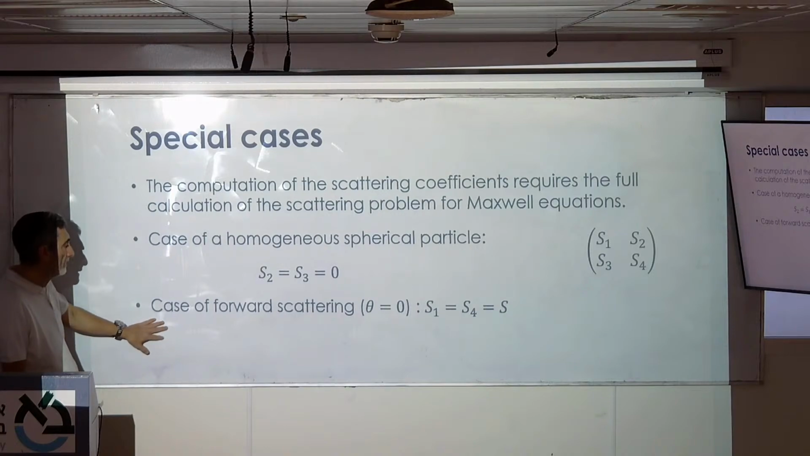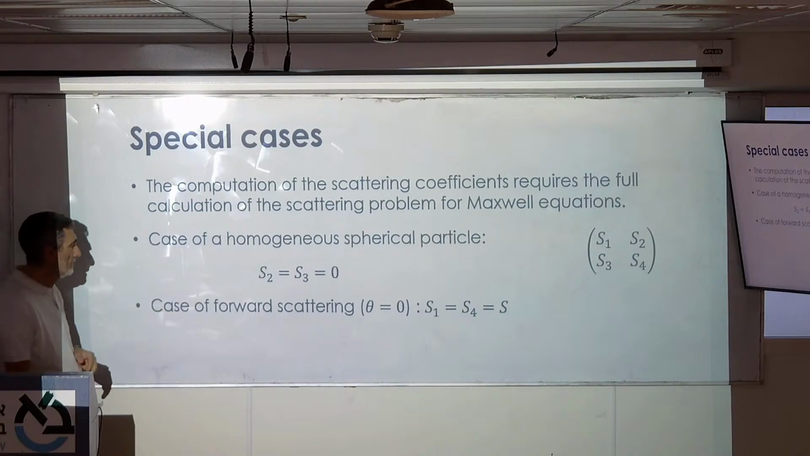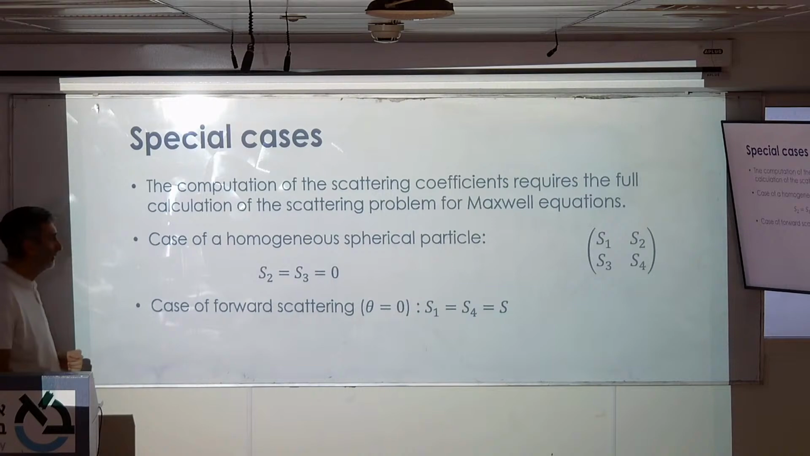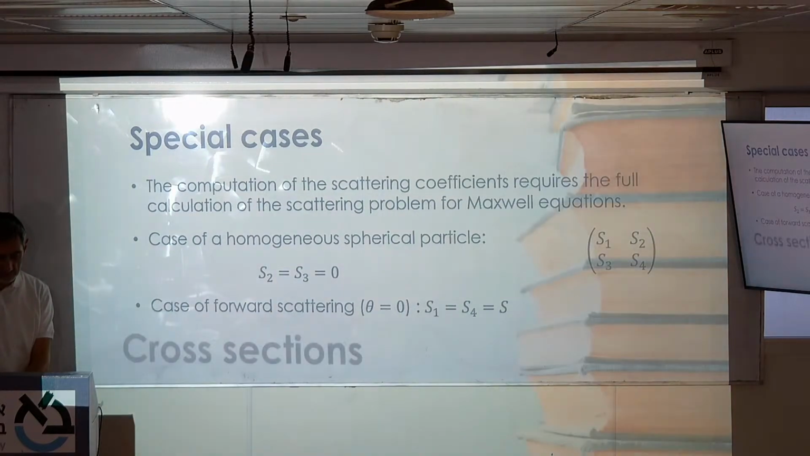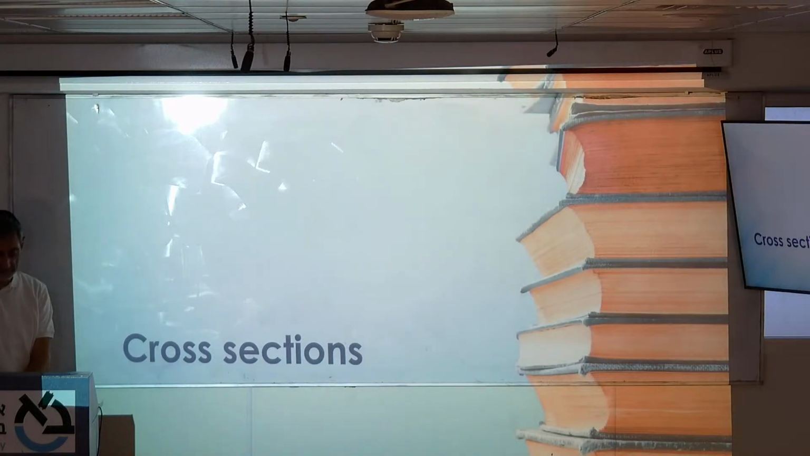Case of the forward scattering: that's when most of the energy is scattered forward. In that case, S1 is equal to S4, equal to S. So the diagonal term is actually just one, and you go back to the case of a scalar problem. Good, let's move to the next part of this course.